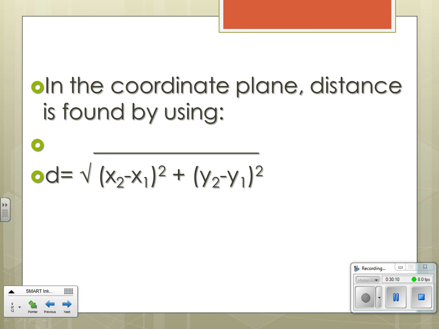Write that down. Make sure you do write it carefully. Don't forget about the square roots, the squares, and get all the signs right.